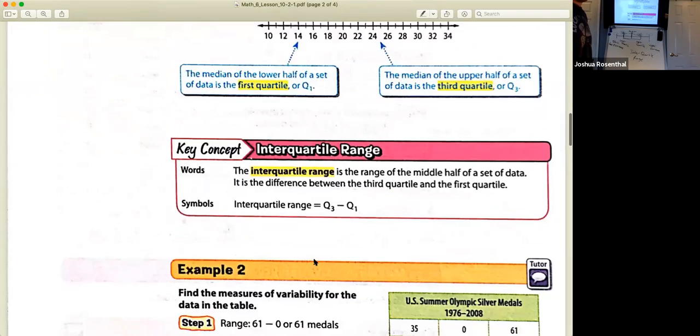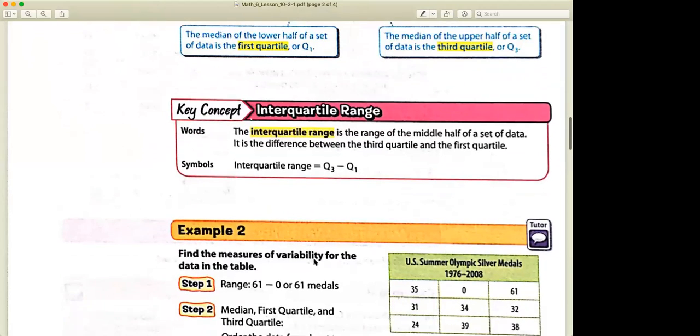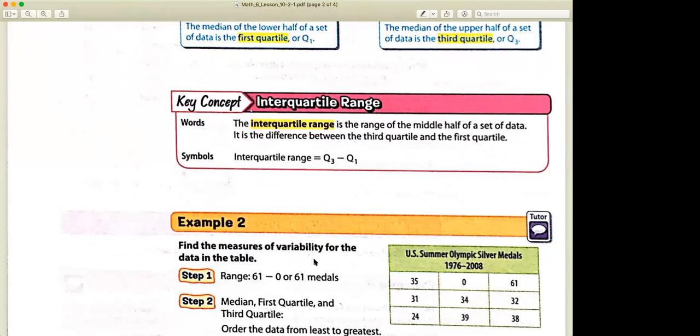Okay, let's move along. Wait, I have a question. Yes. If each quarter of a football game is only 15 minutes and there's 4 quarters, so that's only an hour, why are football games so long?